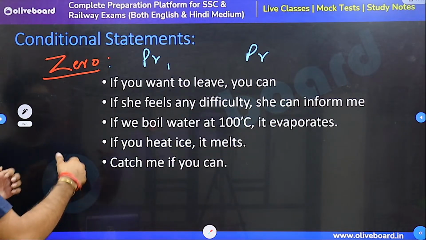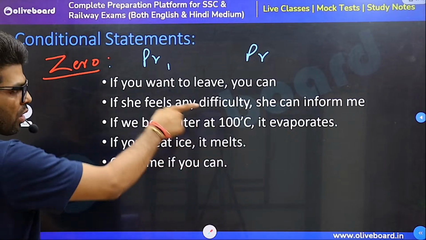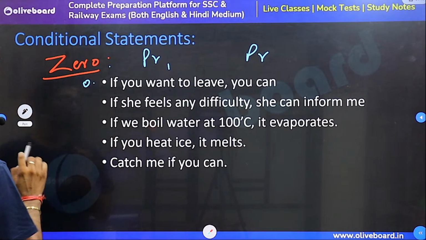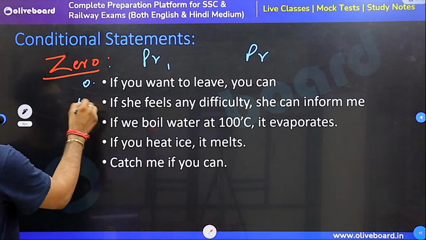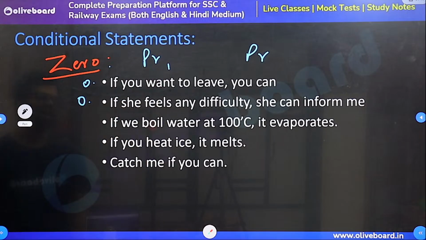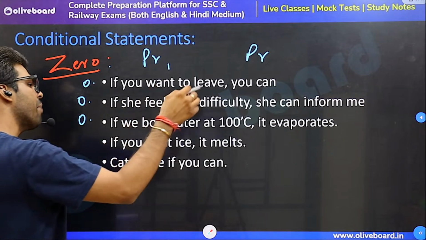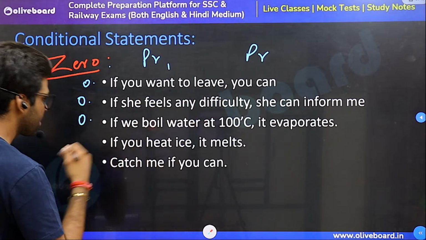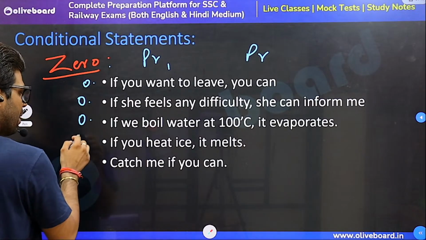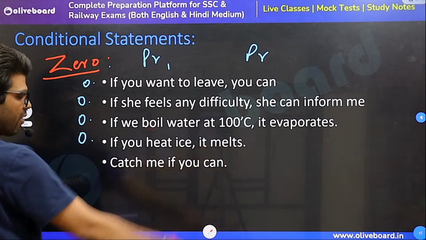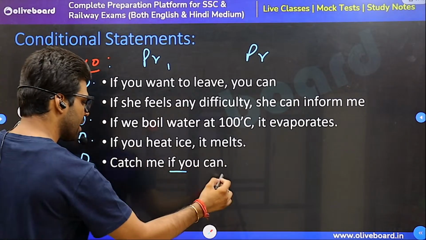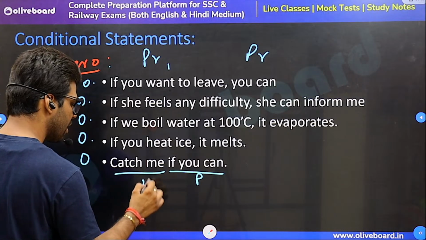Doubts welcome. If you want to leave, you can, not you will. Zero conditional. If you feel any difficulty, you can inform me. Zero conditional, not you will inform me. If we boil water, it evaporates. It happens, not it will happen in the future. It doesn't happen now, it does. If you heat ice, it melts. Zero conditional. Need not mention either of these in future. And catch me if you can. Zero conditional, we have a conditional clause in present. We have the result in present also.